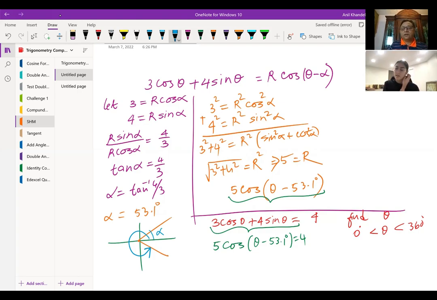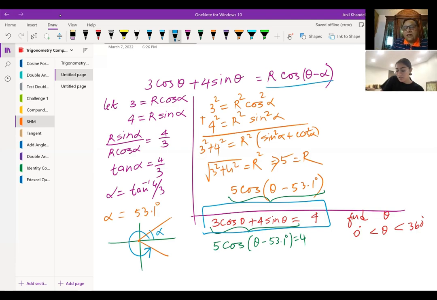So the question actually will be kind of like this. All this question, the left hand side should be written in this form: r cos theta minus alpha, and then you solve this equation. You get the idea? Do you always write it in the form of r cos theta minus alpha? Not necessary. Good question though.